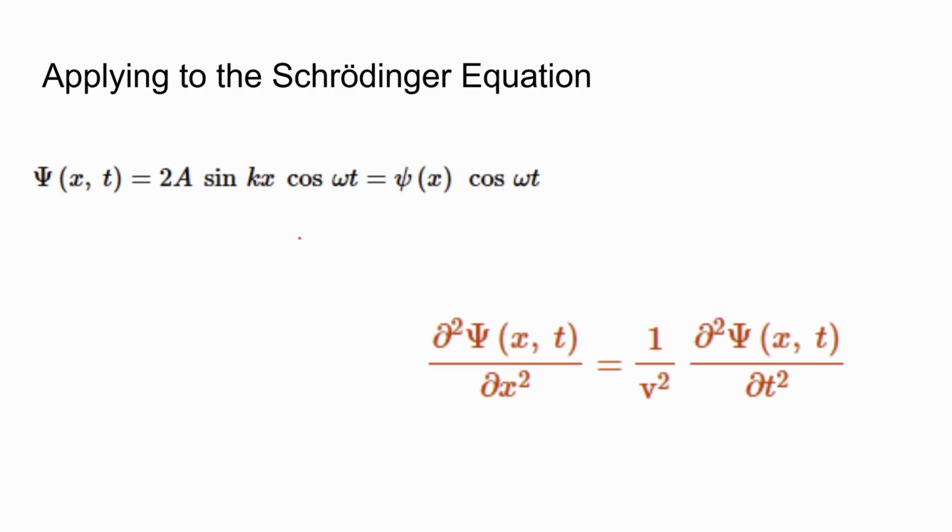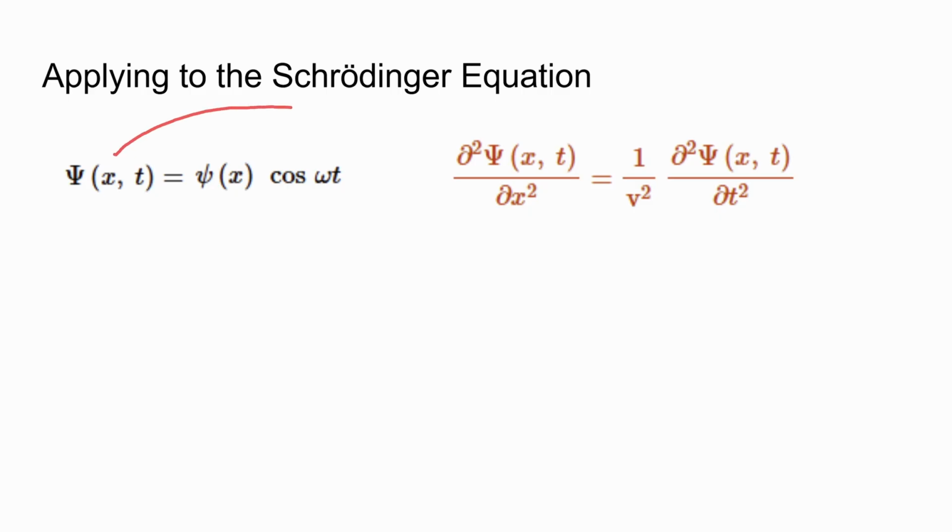We can take advantage of the wave equation, where we take the second derivative of the wave function with respect to x and set that equal to 1 over velocity squared times the second derivative with respect to time, something like this right here. So by substituting our wave function into this wave equation, we are able to derive the Schrodinger equation.